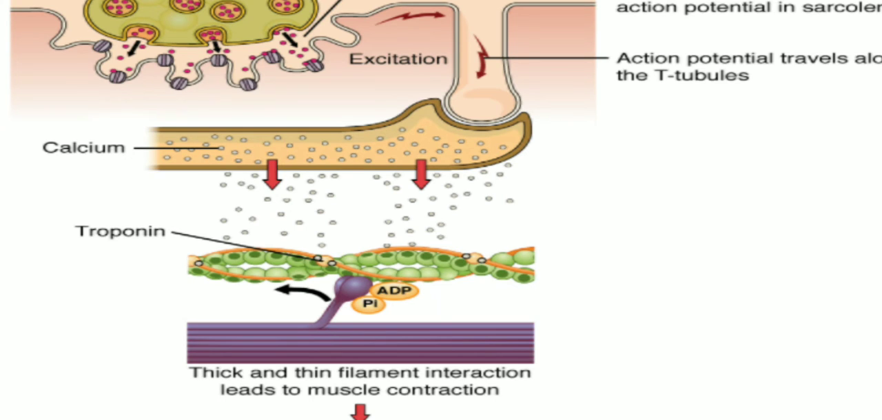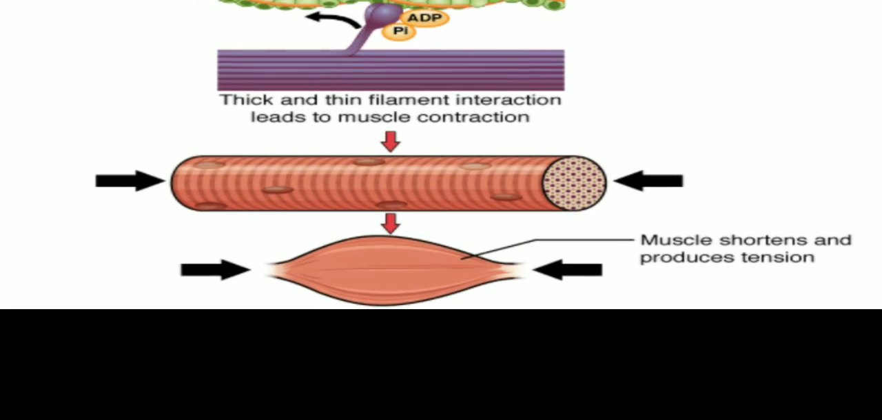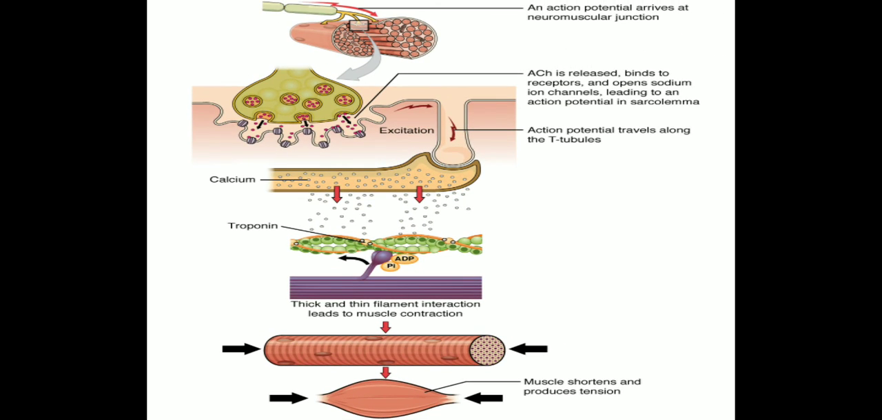So troponin, which is present in the actin filament, shows an interaction with the myosin filament and finally brings about muscular contraction. So you can check that thick and thin filament interaction leads to muscle contraction. This is how the muscle contracts, shortens and produces tension, which makes the muscles contract. And further, as the process moves ahead, the muscles will relax. So this contraction and relaxation makes the movement of the body easier. So this was all about muscle contraction.